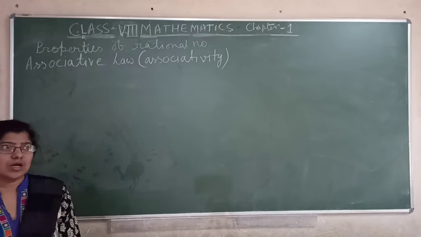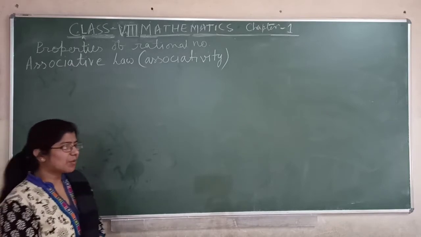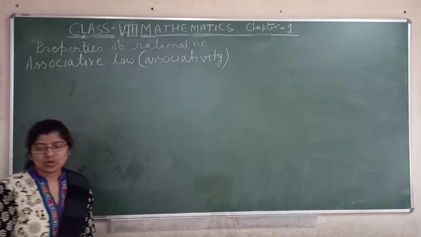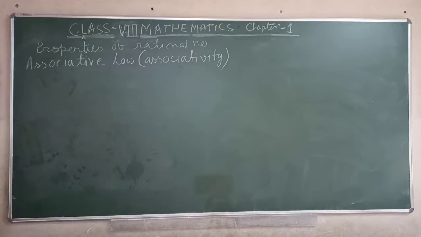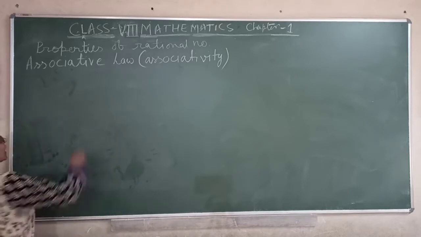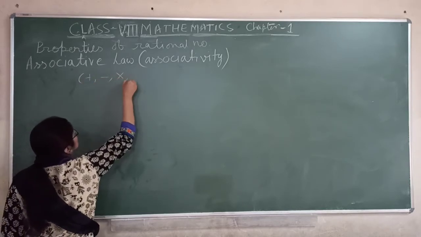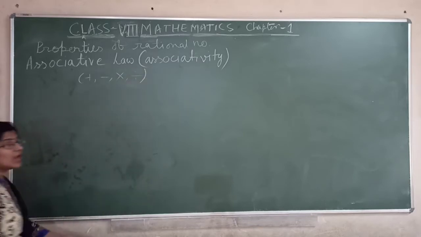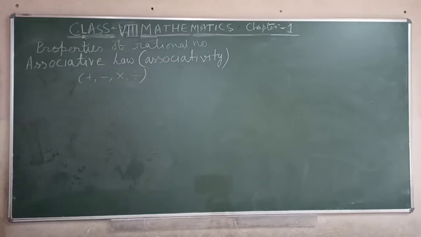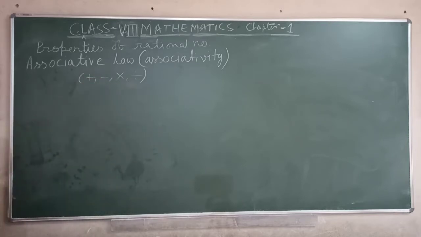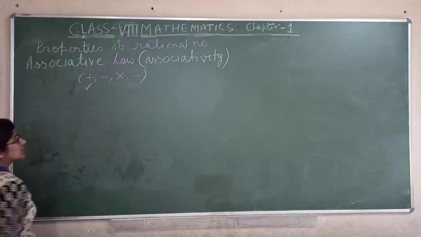I told you about closure property, commutative property, and next property, the associative law or associativity. So what is associative law? In maths, we have 4 operations: addition, subtraction, multiplication and division. We will apply this law for all these 4 operations. So let's start from addition.